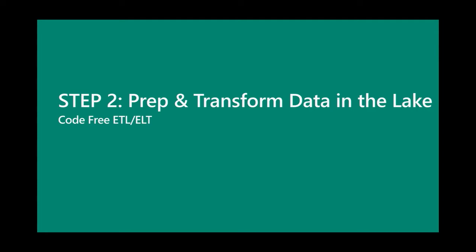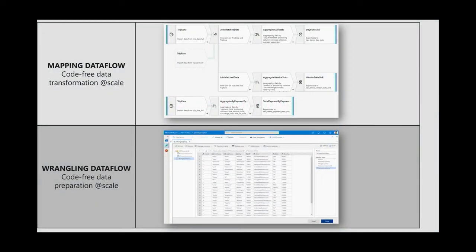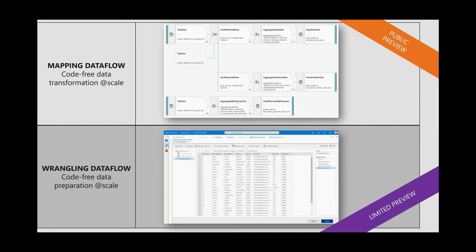And to address this requirement, we are launching a bunch of new capabilities that you may have already seen yesterday. Mapping data flow in public preview and wrangling data flow in private preview. Mapping data flow enables organizations to perform known schema to known schema mapping through various transformations that we are offering. These transformations enable organizations to process data, enrich data, and perform data quality steps at scale visually with no code.